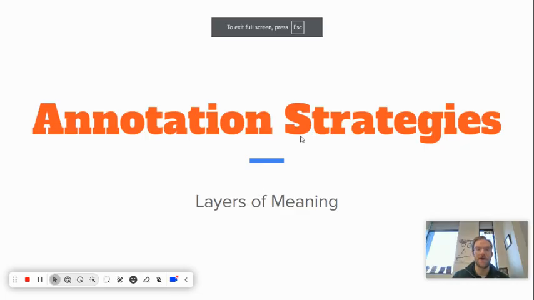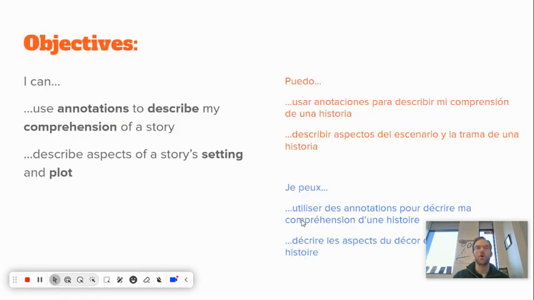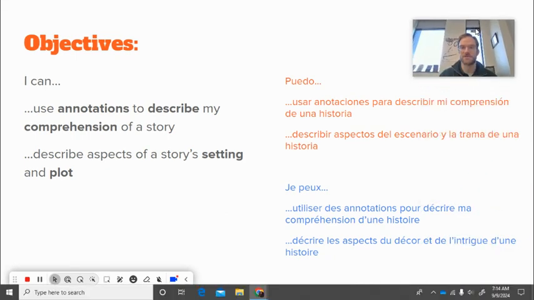So let's dive in. We're talking about annotation strategies, kind of under the heading layers of meaning. And goal-wise, here's our objective. I want us to be able to use annotations to describe our comprehension of a story, and I want us to be able to describe aspects of a story's setting and aspects of a story's plot. And this will be really helpful as we navigate our first text today. I have the objectives here in Spanish and French as well, if you prefer.